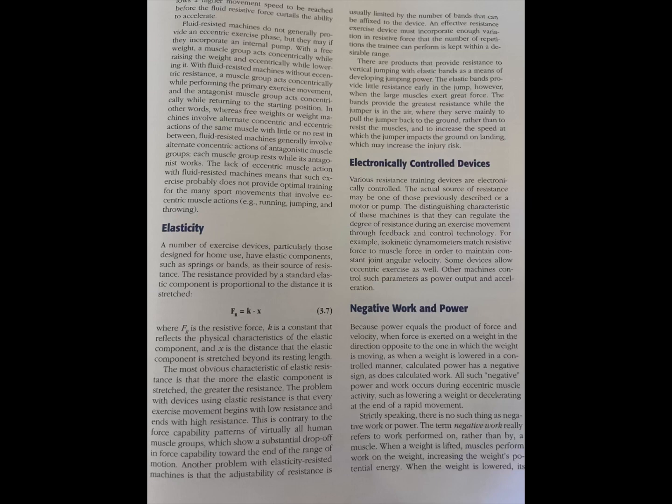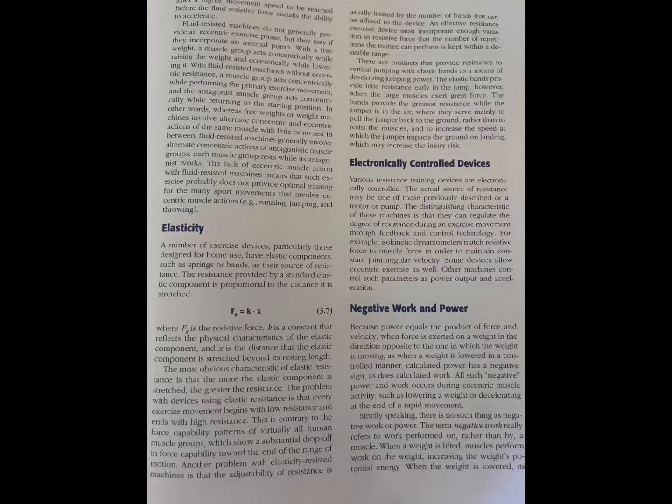Electronically controlled devices. Various resistance training devices are electronically controlled. The actual source of resistance may be one of those previously described or a motor or pump. The distinguishing characteristic of these machines is that they can regulate the degree of resistance during an exercise movement through feedback and control technology. For example, isokinetic dynamometers match resistive force to the muscle force in order to maintain a constant joint angular velocity. Some devices allow eccentric exercise as well. Other machines control such parameters as power output and acceleration.